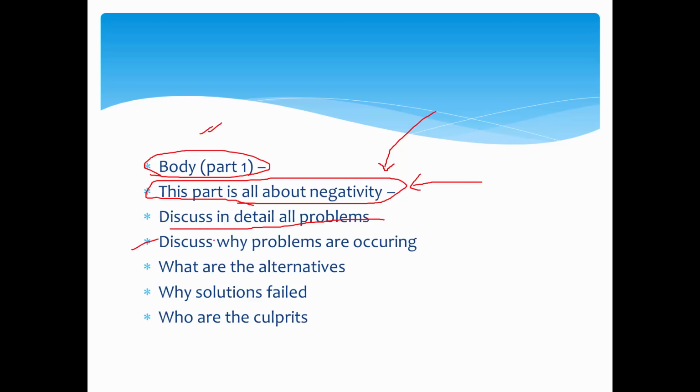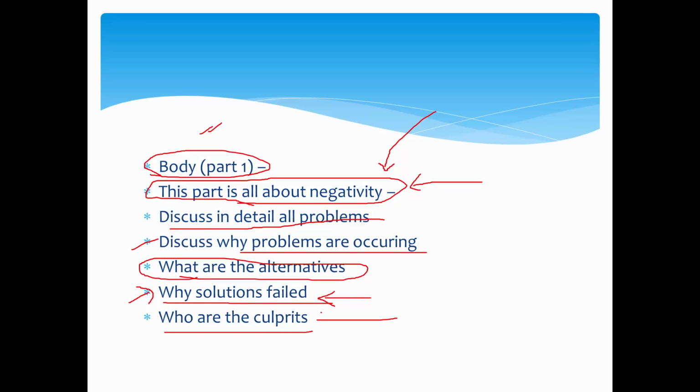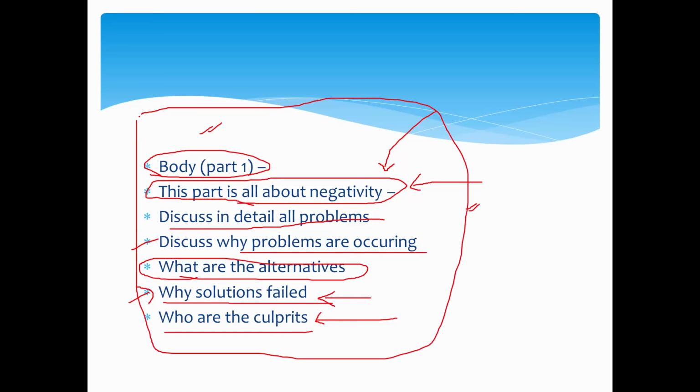And after discussing why problems are occurring, discuss what the alternatives are, that is, what could be done, what could be the possible solutions. And also tell what steps have been taken till now and why they have failed to solve the problem, and who are the culprits, who are the persons who should be changed in order to better the present situation. So body part 1 means after introduction you have to write all the problems, that's it.